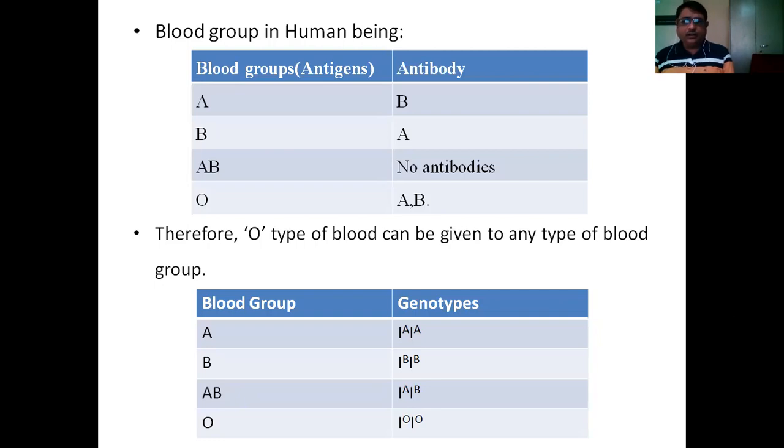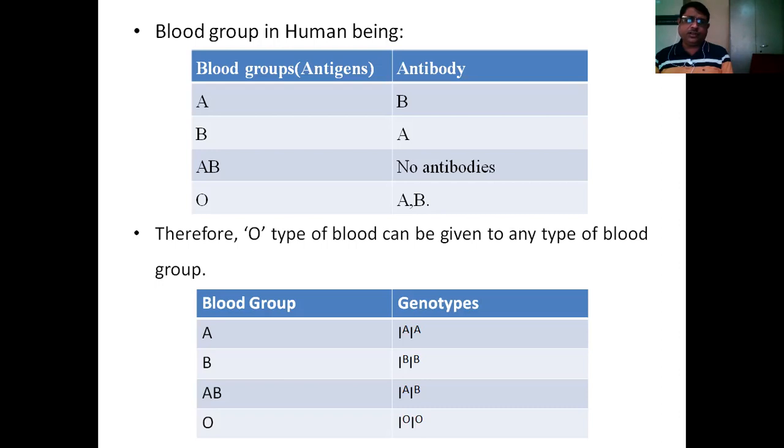But then in 1902, two of the students of Landsteiner discovered the 4th blood group, that is AB, which is a very rare blood group. His students found that some individuals carry both the antigens on the surface of the RBC, and these individuals are identified with the blood group AB. So in this way, there are 4 blood groups in human beings: A, B, AB, and O.